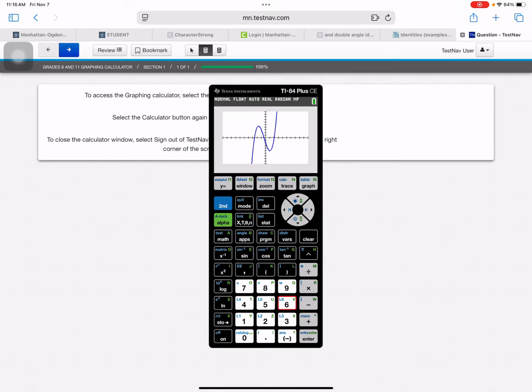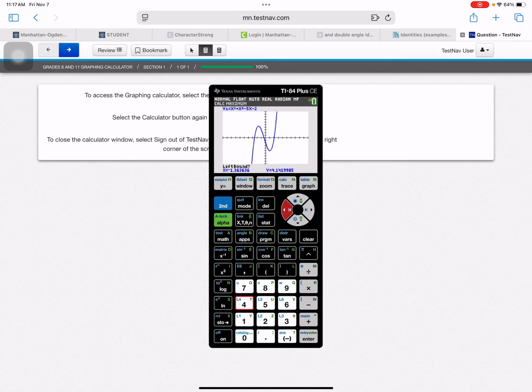So we're not going to check the range, but increasing intervals. What I find easiest to do is actually find the max and min, because that's where those intervals stop or start. So let's find the max and mins first. We're going to go down and check letter E. I'm going to push second and then calc, which is the trace button, and we want a maximum, so number 4.